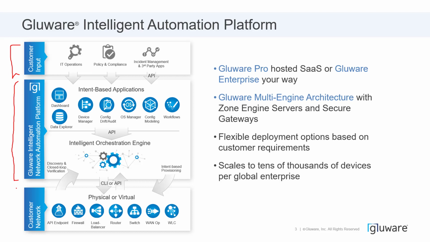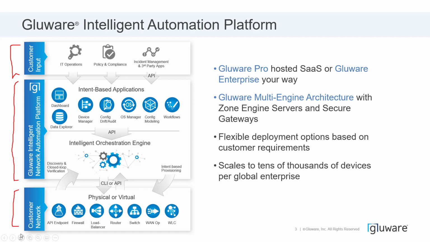In terms of what we automate, when you think of the customer network, I talked about it a little bit already, but we're at 30 plus operating systems. We automate the traditional CLI-driven network of routers, switches, load balancers, firewalls, WAN optimizers, wireless LAN controllers, and more, as well as API endpoints, be it SD-WAN controllers like Cisco SD-WAN or Meraki, or API endpoints that are public cloud oriented.